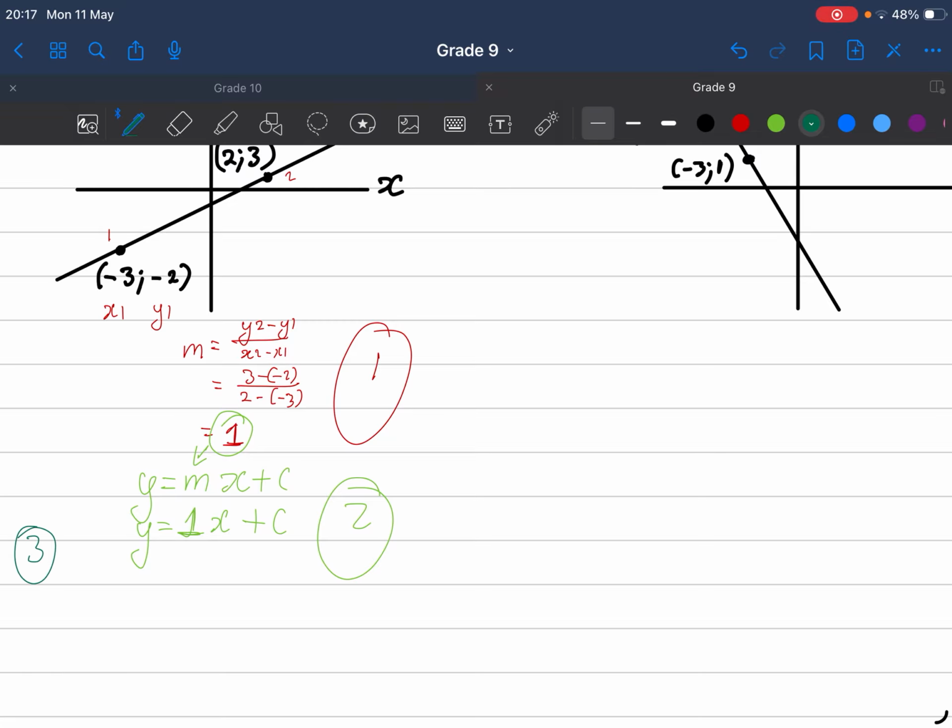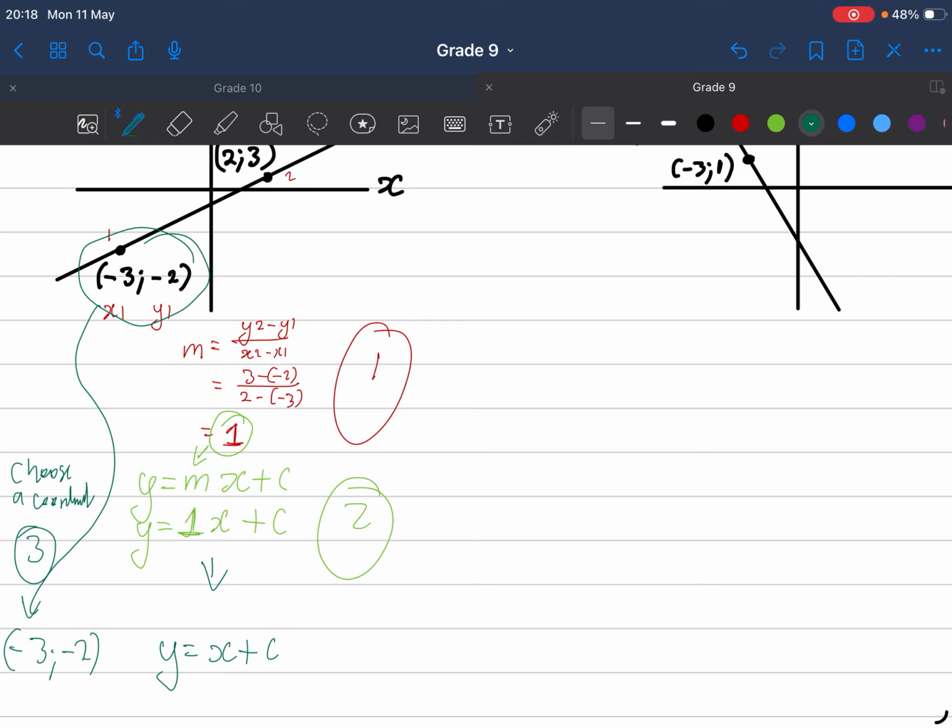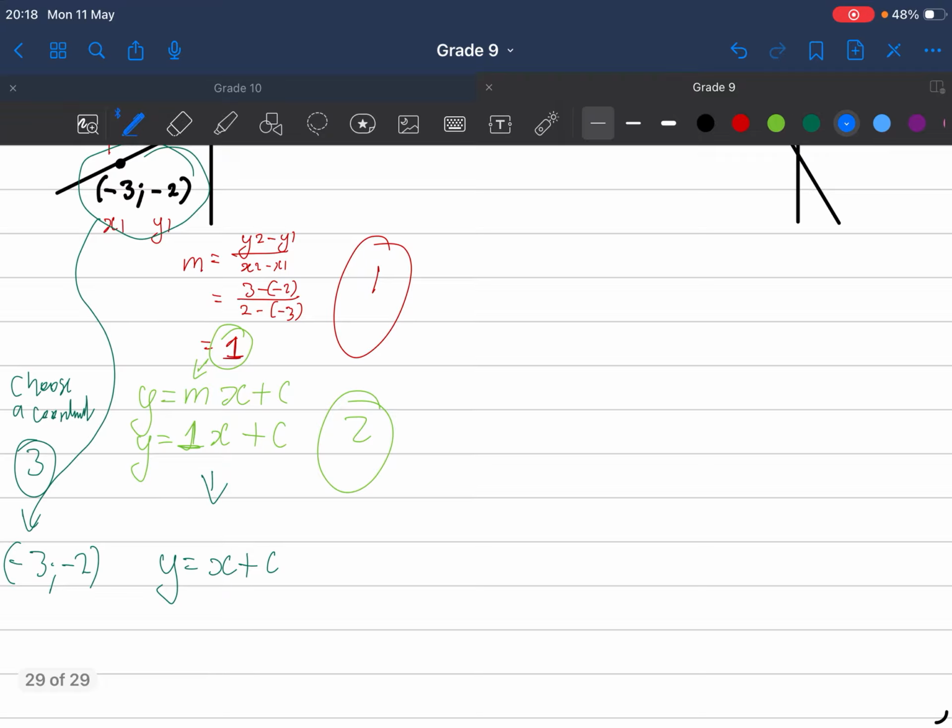Step 3, choose a coordinate. So let's suppose you chose this one. Write it down, negative 3, negative 2, and bring your equation down. So y is equal to x plus c. So the 1 is invisible. Use that coordinate and sub it into your equation. So this is x, this is y. So that's going to go there and that's going to go there. So negative 2 is equal to negative 3 plus c.